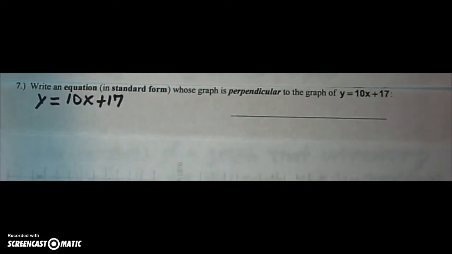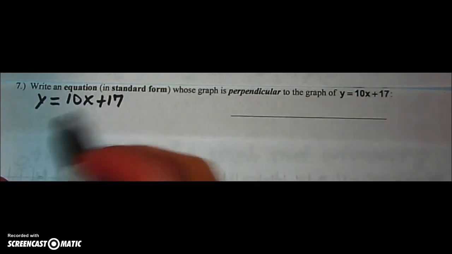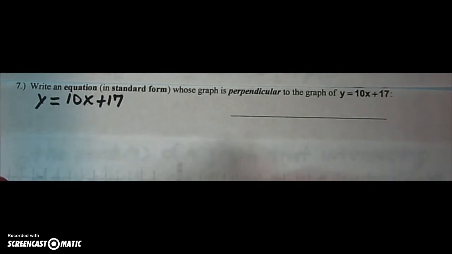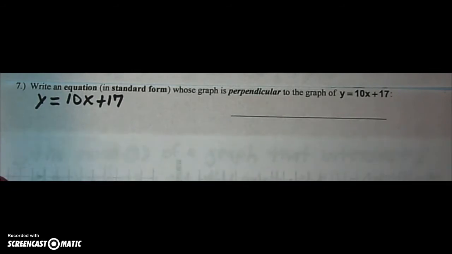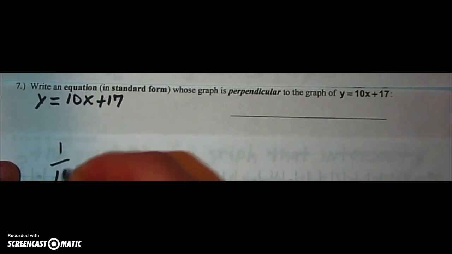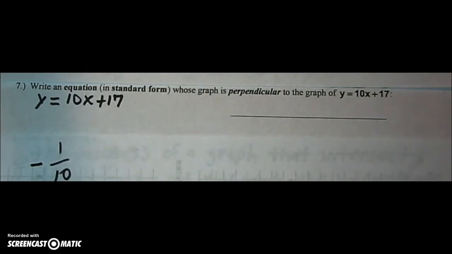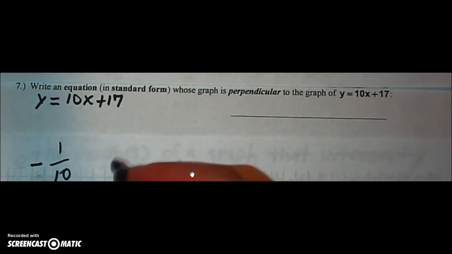All right, this time we were given an equation: write an equation in standard form whose graph is perpendicular to the graph of y equals 10x plus 17. Perpendicular, y equals 10x plus 17. Well, we know that for perpendicular, the slope has to be a negative reciprocal. So the negative reciprocal of that slope, the slope is 10, so we'd have 1/10 with a negative in front of it. And it doesn't matter what we put in for the intercept, so we could pretty much write this right now, but it needs to be in standard form.